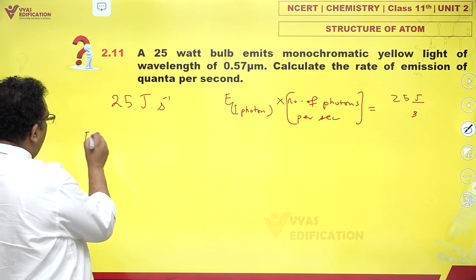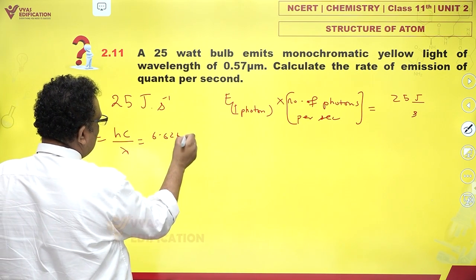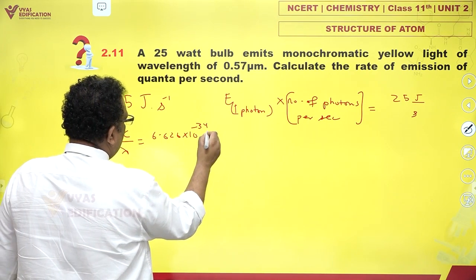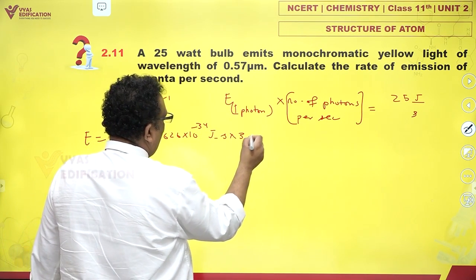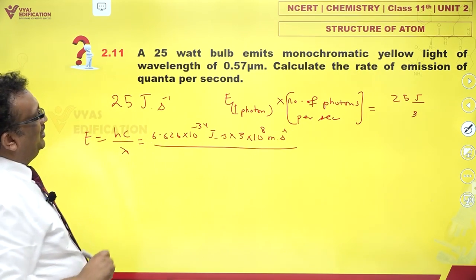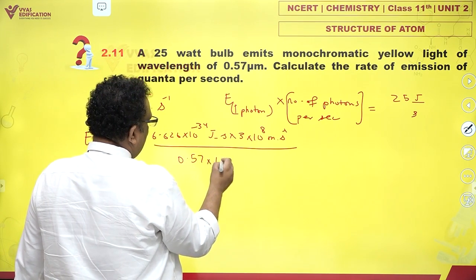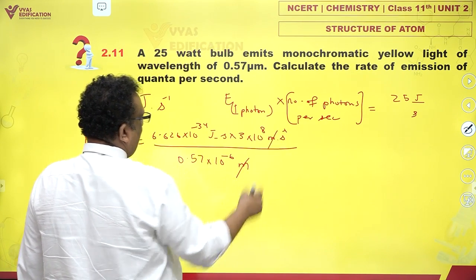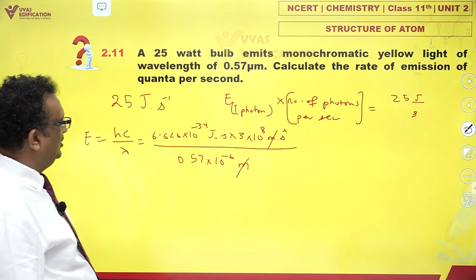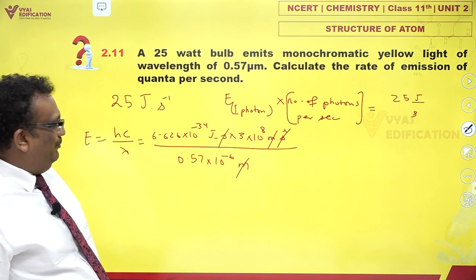E is hc by lambda: 6.626 into 10 raised to minus 34 joule seconds into 3 into 10 raised to 8 meters per second by lambda, which is 0.57 into 10 raised to minus 6 meters. Micro means 10 to the minus 6. What do I need to do? Calculate, just feel happy about it.